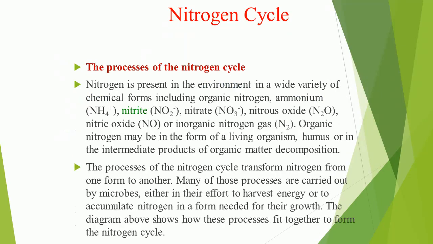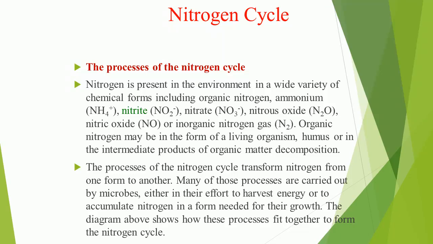The processes of the nitrogen cycle. Nitrogen is present in the environment in a wide variety of chemical forms including organic nitrogen, ammonium, NH4+, nitrite, NO2, nitrate, NO3, nitrous oxide, N2O, nitric oxide, NO, or inorganic nitrogen gas, N2. Organic nitrogen may be in the form of a living organism, humus, or in the intermediate products of organic matter decomposition. The processes of the nitrogen cycle transform nitrogen from one form to another.